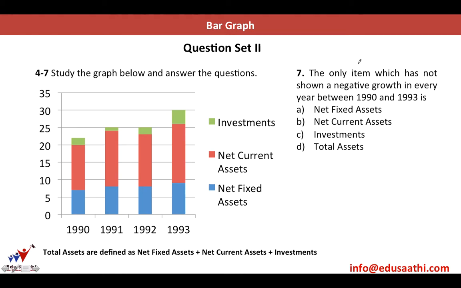Let's look at the next question here. The only item which has not shown a negative growth in every year between 1990 and 1993. Again, let's check the total assets first. So total assets show an increase here. Here there is no increase and no decrease, and again an increase. What is the question? Which has not shown a negative growth rate. So D part is the answer. If you check all these three, you'll find at least 1 year wherein they have shown a negative growth rate, or a decrease.